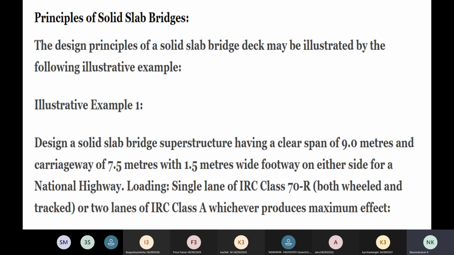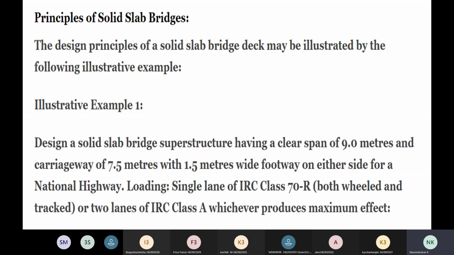So this is the first illustration, which gives the design principles of solid slab. The design principles of a solid slab bridge deck may be illustrated by the following illustrative examples. They have given one illustrative example, and based upon those conditions only we are going to design the structure that we desire or that we need.